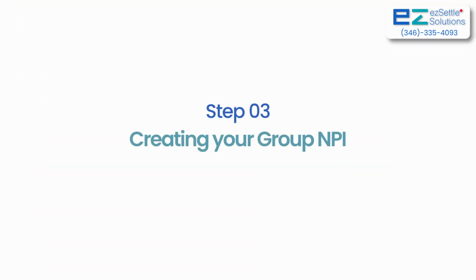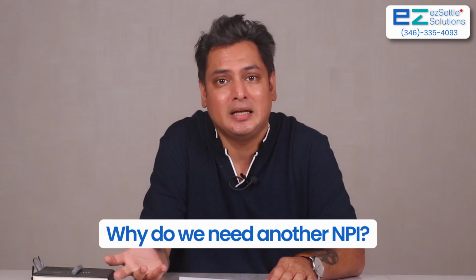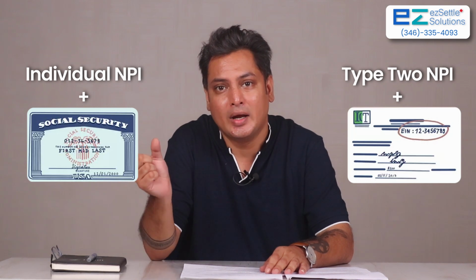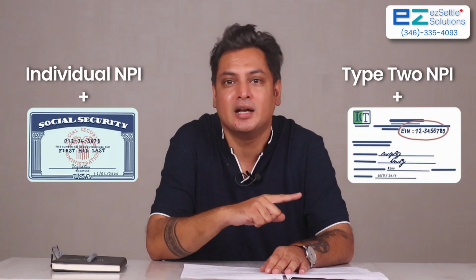Let's move on with step number 3, creating your type 2 NPI or group NPI. Even if physicians have their individual NPIs, it is very important to have a separate type 2 or group NPI. It's a frequently asked question, why do we need another NPI to start our business? An individual NPI is connected with the social security number of the individual physician, and type 2 NPI is registered with the tax ID as we covered in step number 2.